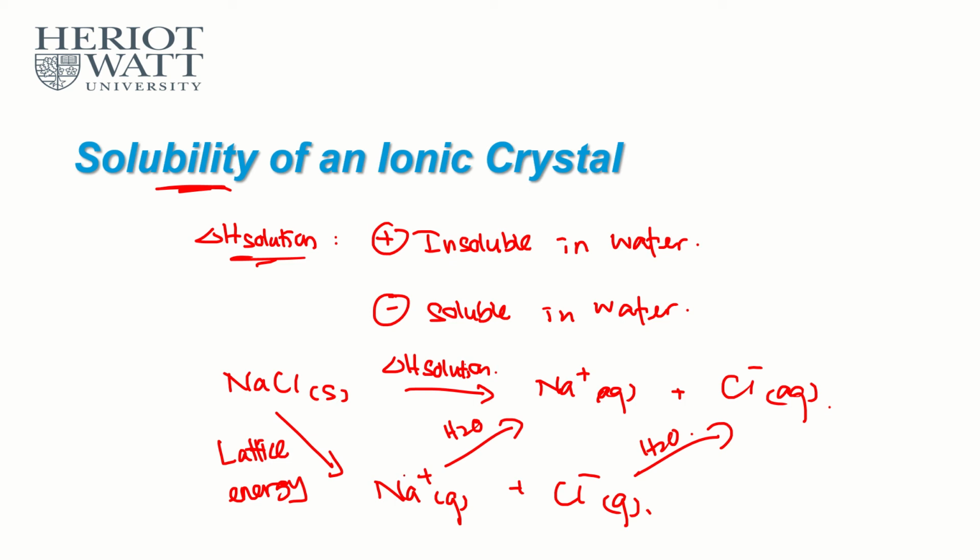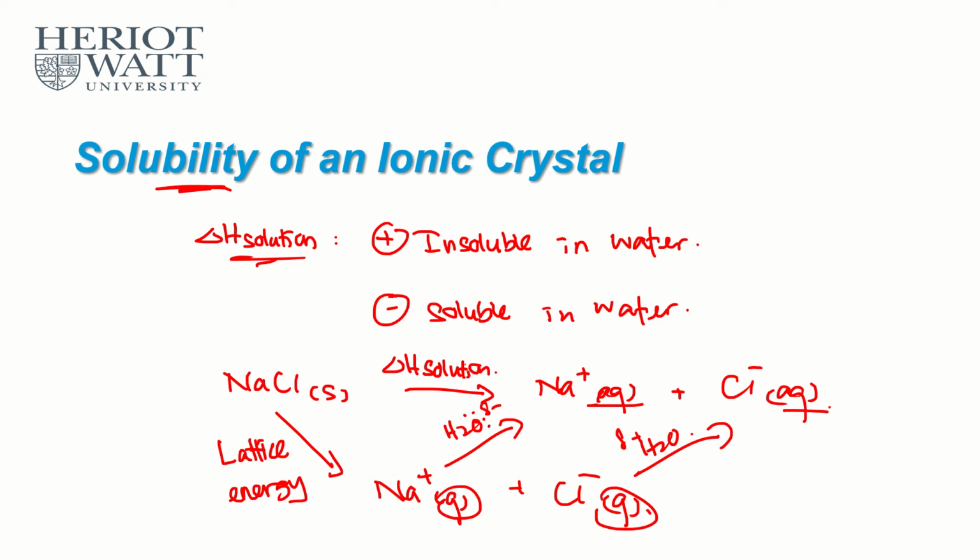Okay, of course, the sodium positive ion is being attracted to the delta negative oxygen from the water, and the negatively charged chloride ion is being attracted to the delta positive hydrogen from the water. So once they manage to form a bond with the water molecules, the state will change from gaseous into aqueous.